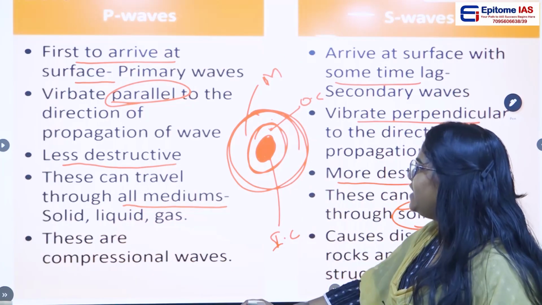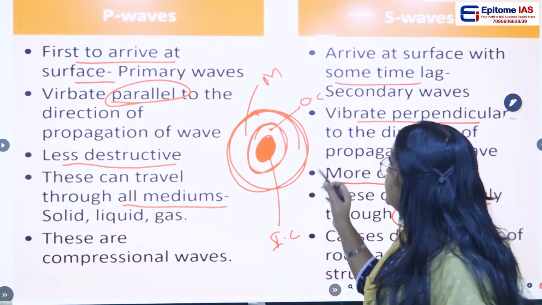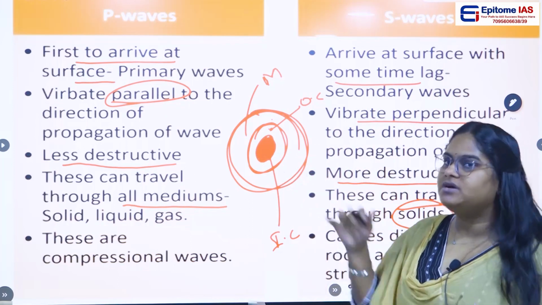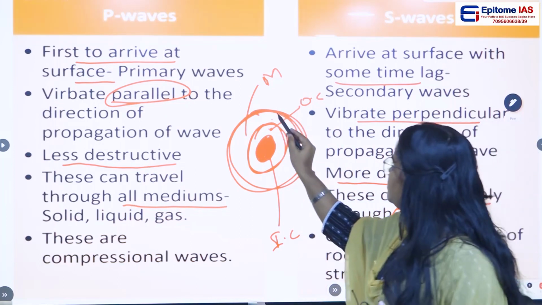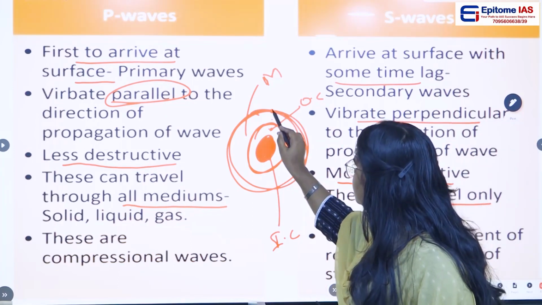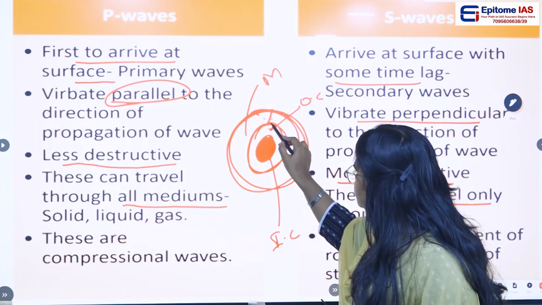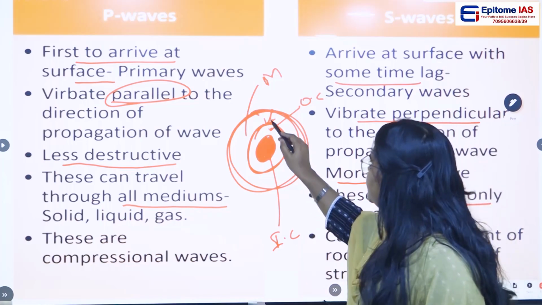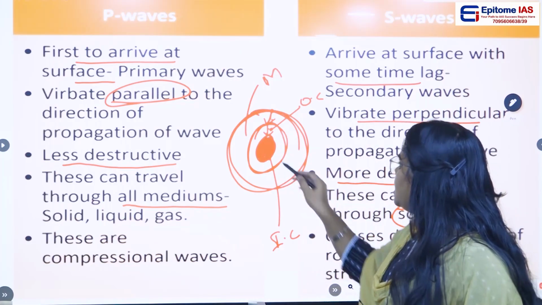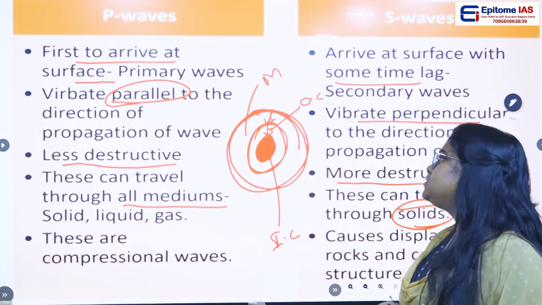These primary waves will help us understand the interior of the earth. Let's say these primary waves are traveling from here. Definitely these can travel through the solid. They can travel through the liquid and again through the solid.